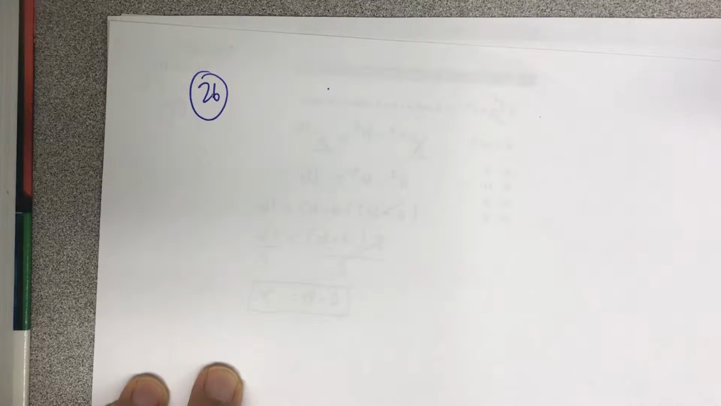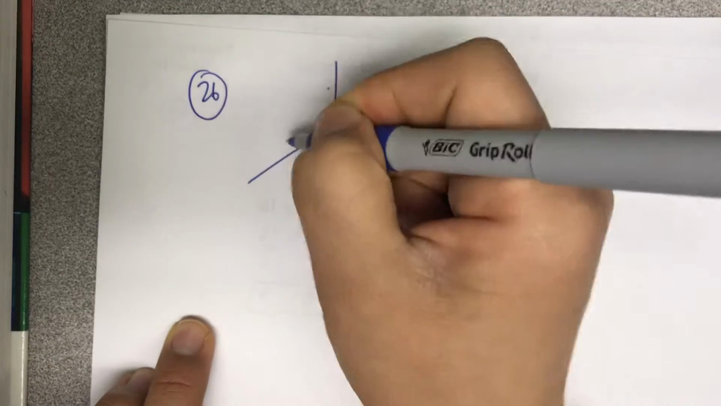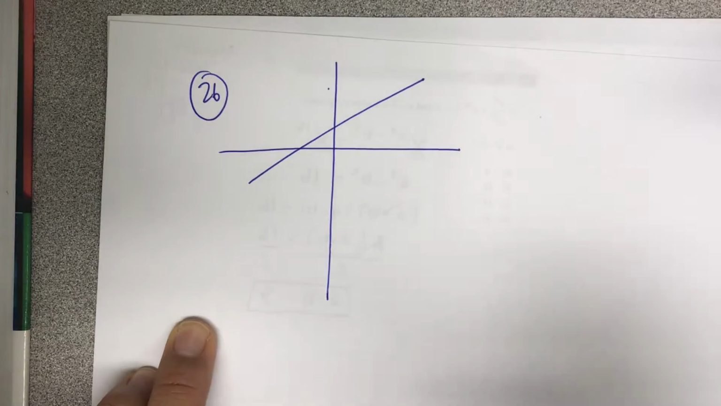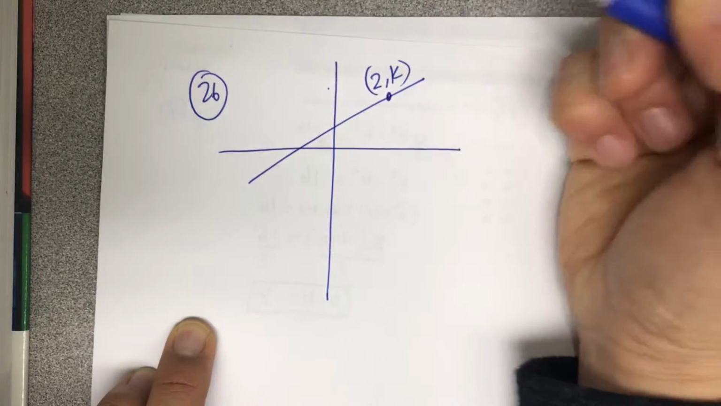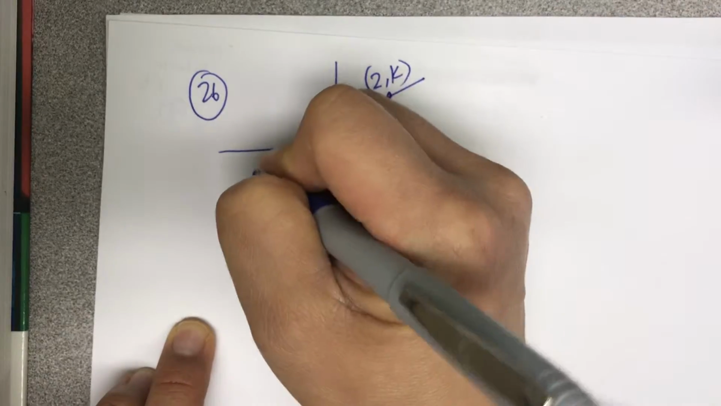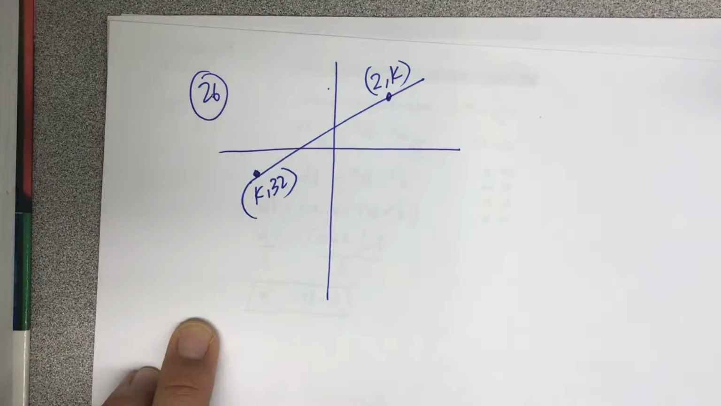For number 26, it says in the xy plane, the line determined by the point. So there's a line somewhere on this xy plane, okay? I don't know if that's exact, but I'm just drawing the line. And there are 2 points on the line that are given, (2, k) and (k, 32). And again, I'm not drawing it to scale.